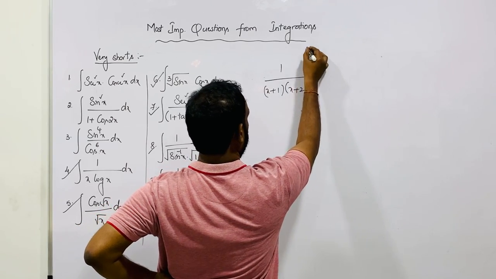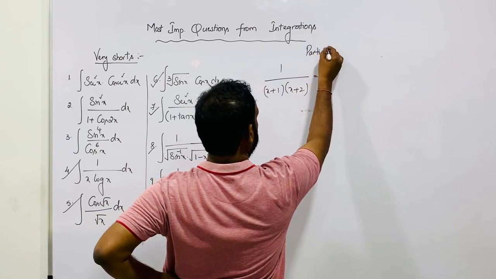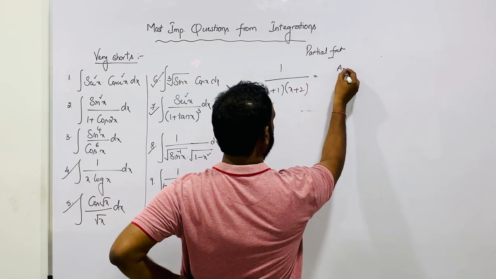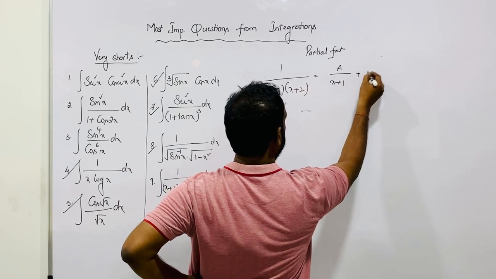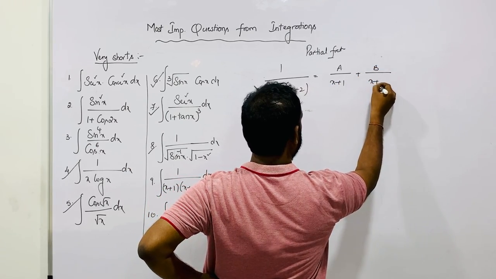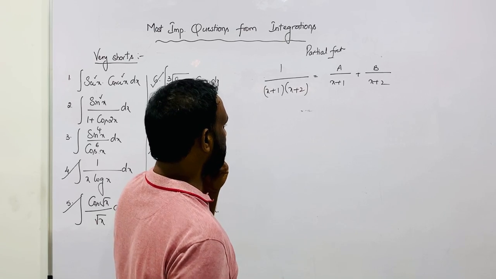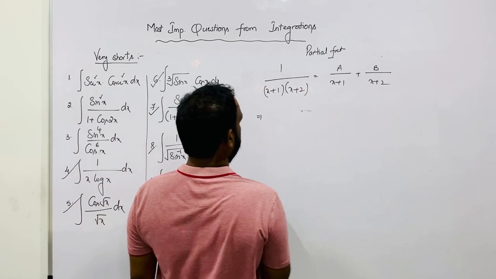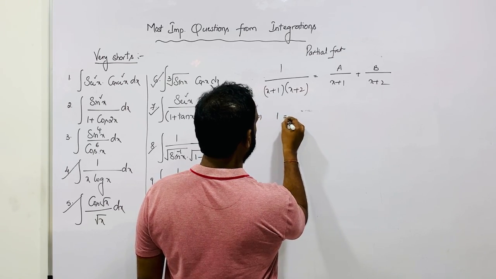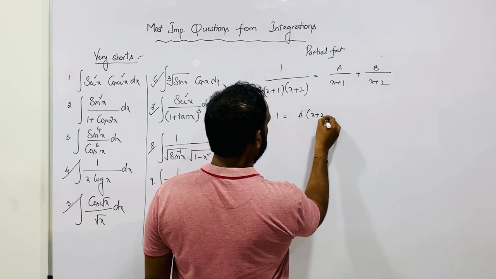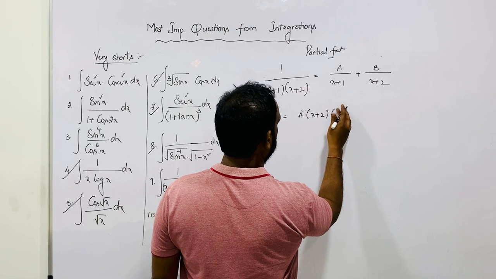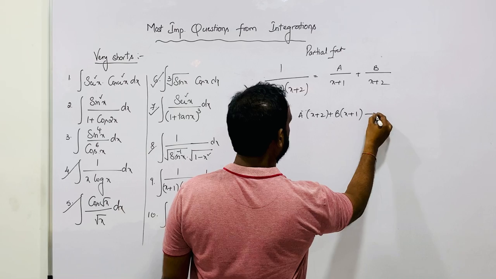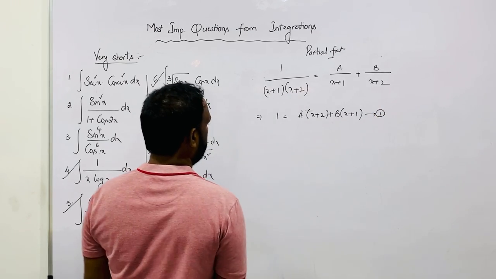By applying partial fractions, this can be written as a by x plus 1 plus b by x plus 2. Now by method of partial fraction, on equating the denominators, 1 is equal to a into x plus 2 plus b into x plus 1. Let us consider it as 1.